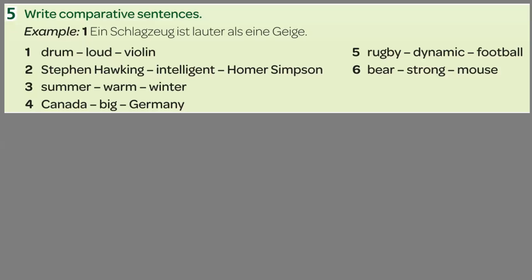Now you try. You have to put the first word and then the adjective: Schlagzeug ist lauter als eine Geige. So, ein Schlagzeug ist lauter als eine Geige. Okay, five minutes to do this activity. Pause now.